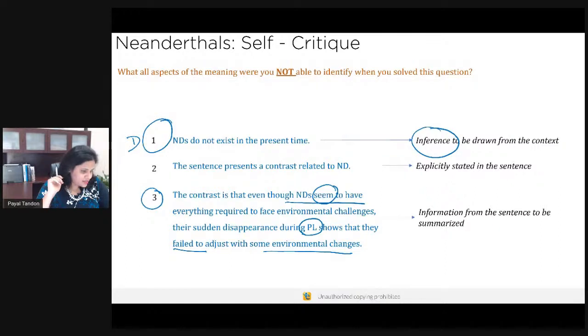Abhishek Jha, I didn't think that it was in the past. Okay, so again, you need to draw that inference. Now, the point is that these NDs are no longer, they were extinct, right? So that's the reason why you need to draw that inference that they don't exist in present time. Okay. So Anand was not able to assimilate the meaning, which is number 3. So Anand, that's a feedback for you.